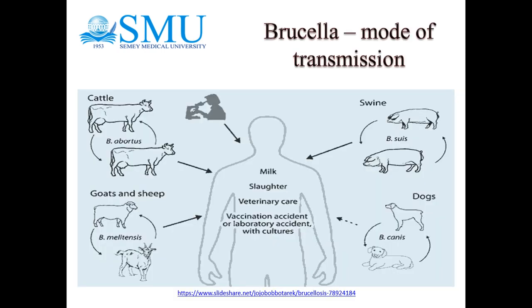Brucella mode of transmission. Brucella melitensis is the most pathogenic species, followed by Brucella abortus and suis. Human infection with other species is extremely rare. Brucellosis is usually transmitted from infected animals to man. There is no evidence of man-to-man transmission. The various modes of transmission are direct contact, foodborne, and airborne.